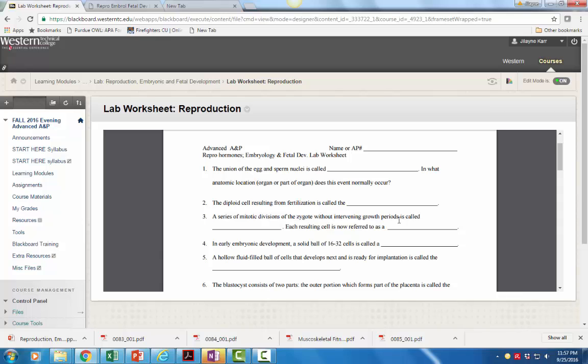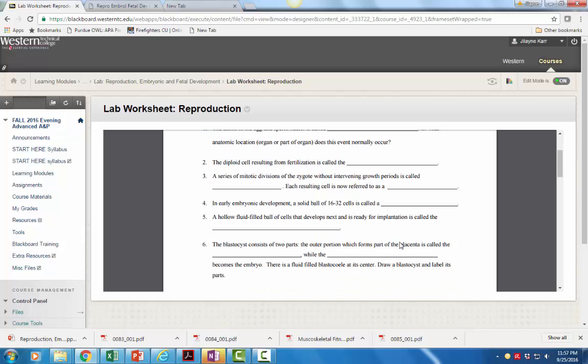The series of mitotic divisions without intervening growth periods, which means we're just having cells dividing in two, and those divided two, and those divided two, we call that cleavage. And each cell that results from cleavage is referred to as a blastomere. So that process where we have multiple blastomeres, 16 to 32 cells, we call a morula. That's that early structure that we see being formed still yet in the uterine tube.